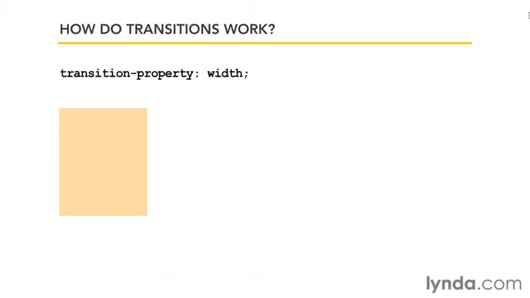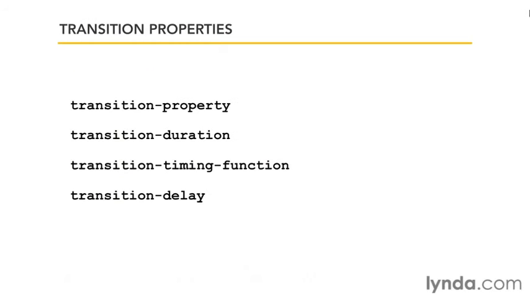Now, the syntax for transitions is pretty straightforward, and there are only 4 transition properties, making it one of the easier CSS3 features to implement. These properties are transition-property, transition-duration, transition-timing-function, and transition-delay. Let's take a closer look at each of these.